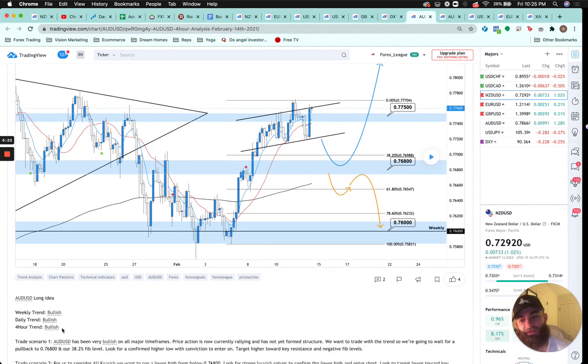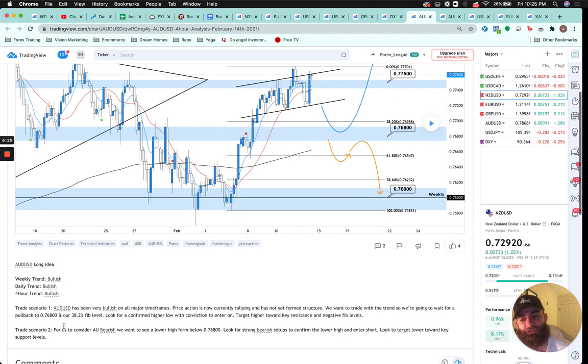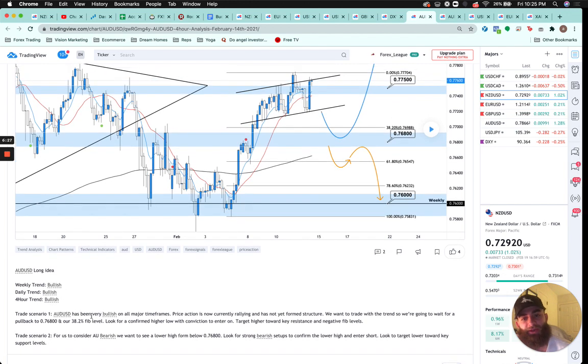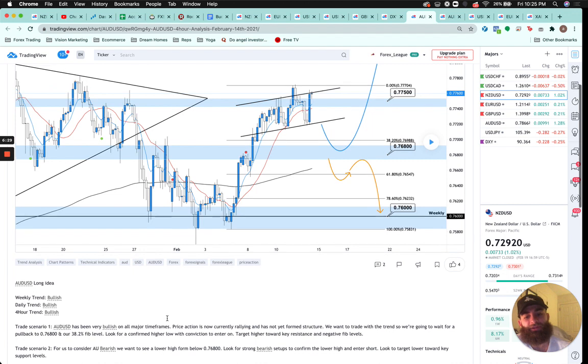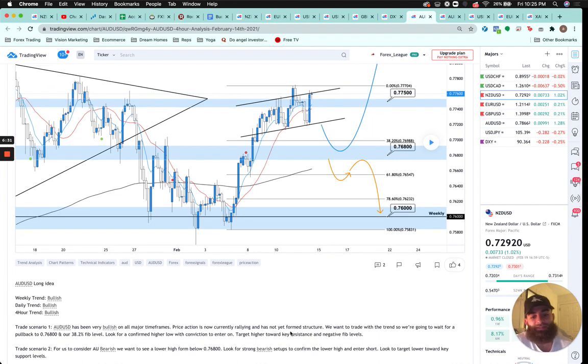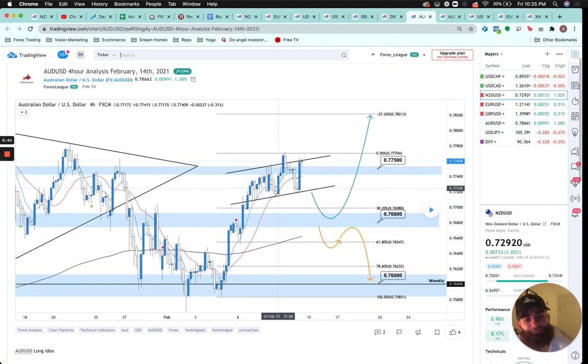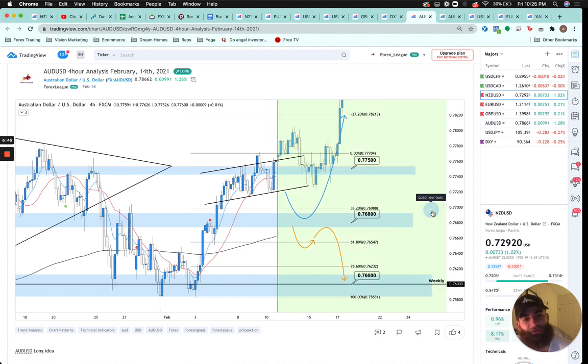So on this one, everything was bullish. Every trend was bullish. Trade scenario 1. AUD USD has been very bullish on all major time frames. Price action is now currently rallying and has not yet formed structure. Want to trade with the trend, so you're going to wait for a pullback to 76,800, this 38.2 level, before entering with some conviction. So ascending channel here, a weakening pattern, looking for that to break out.